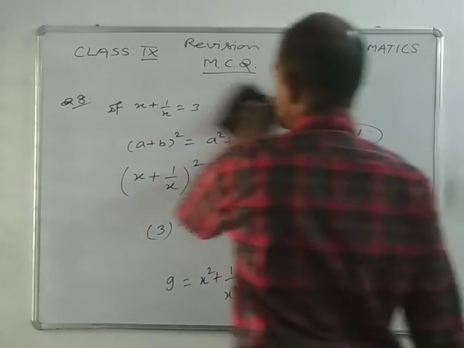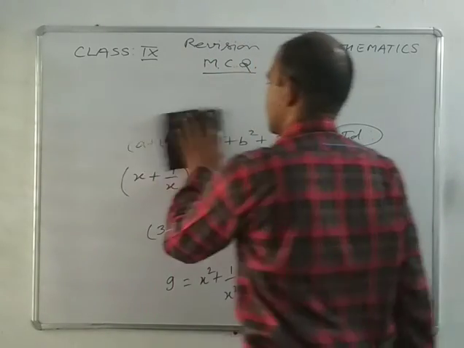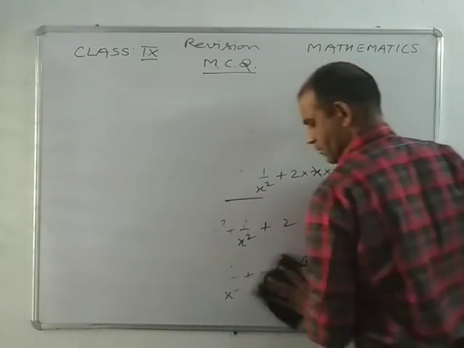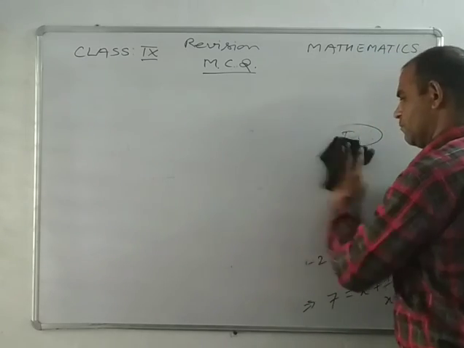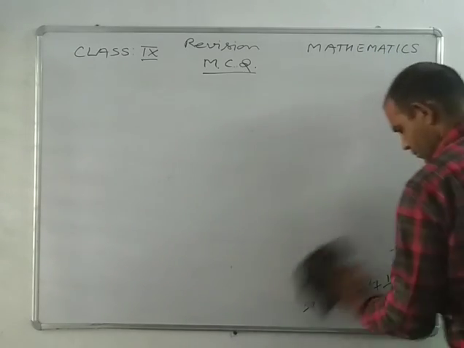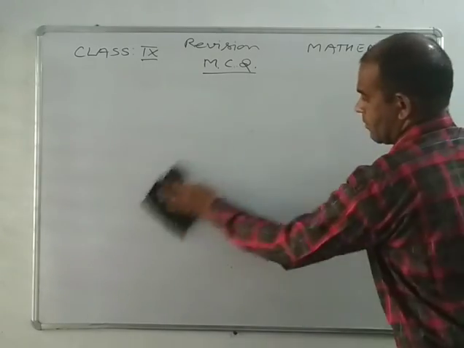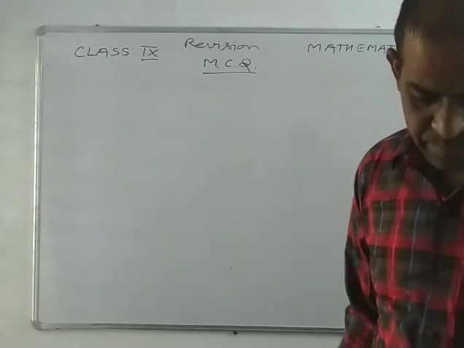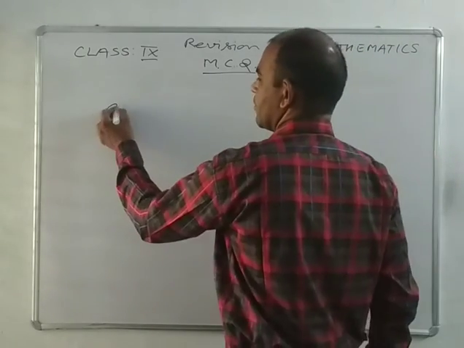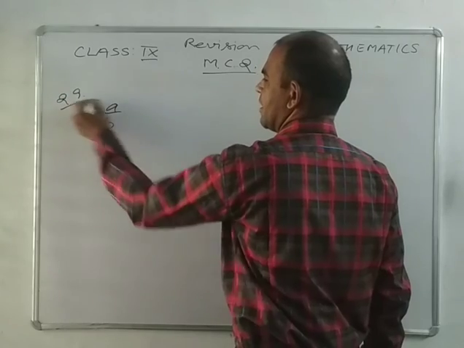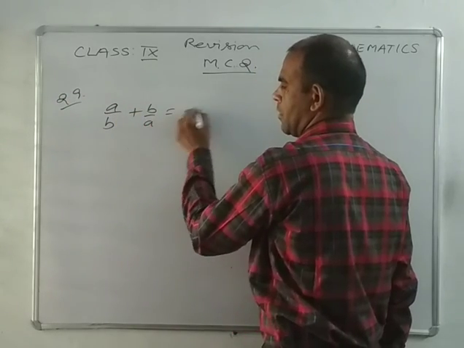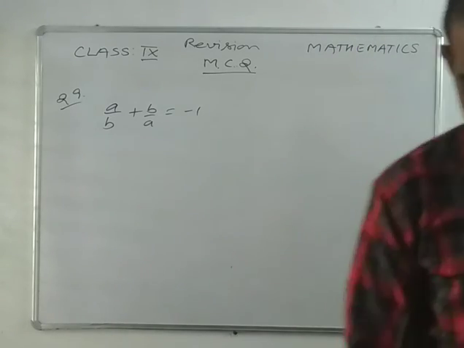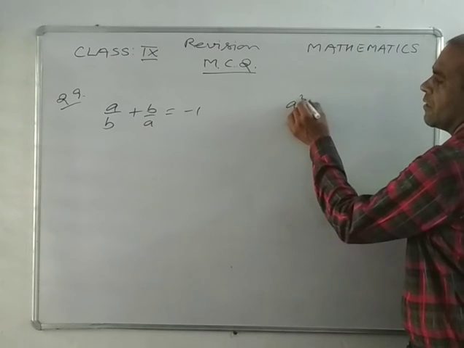Next question is question number 9. If a by b plus b by a equal to minus 1, find the value of a cube minus b cube.